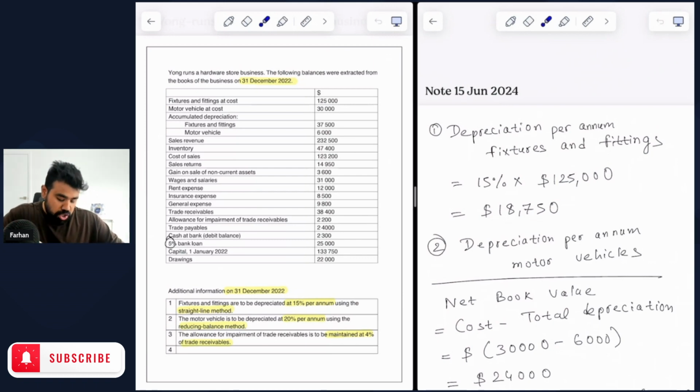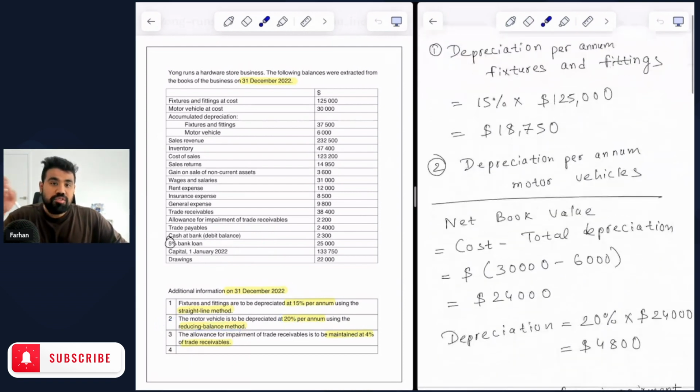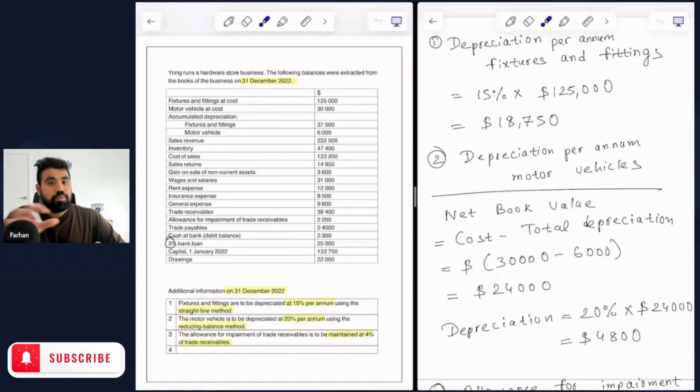Next, additional information number 2 says the motor vehicle is to be depreciated at 20% per annum using the reducing balance method. Now that we have the reducing balance method, what do we do in this case? The reducing balance method calculates the depreciation by applying the given percentage on the net book value. So how can we find the net book value? Net book value is also known as the carrying amount of the asset. So the net book value can be calculated by taking the original cost and subtracting the total depreciation, which is also known as accumulated depreciation.